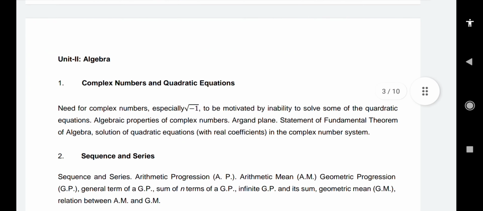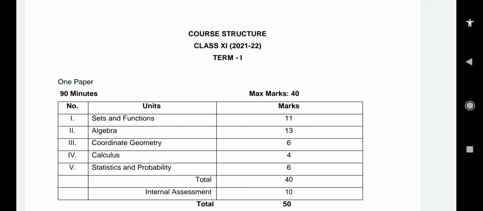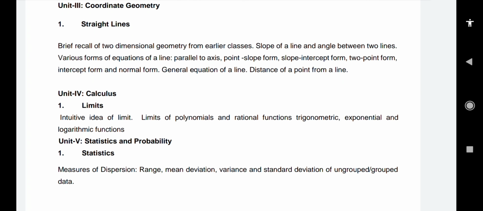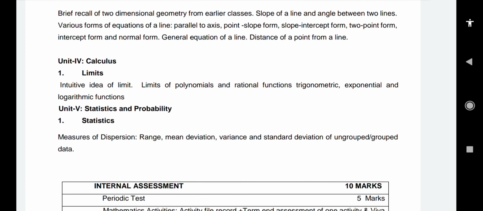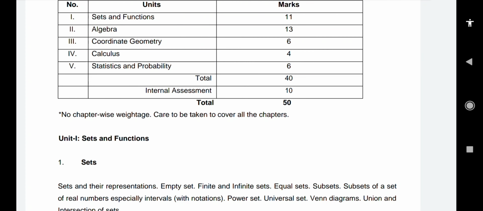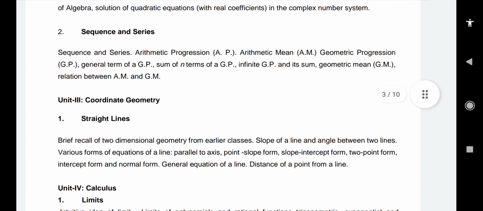Now let us go to the second chapter, which is algebra, and this is for 11 marks, with complex and quadratic equations and sequence and series. These are the two chapters which are for 11 marks. Then the third chapter, coordinate geometry, which has the chapter straight lines. The fourth chapter, calculus, which has limits. This chapter is completely limits and derivatives. Limits will be for term 1 and derivatives will be for term 2. This calculus is 4 marks. Statistics and probability you will have for 6 marks, and this has only the chapter statistics.